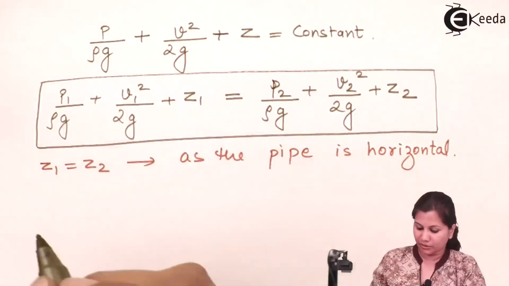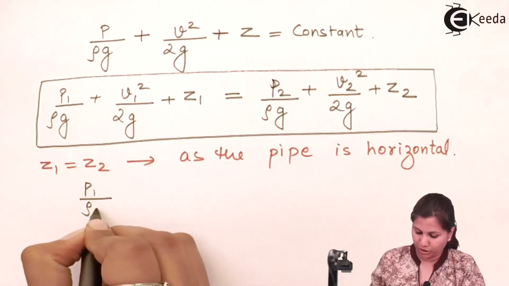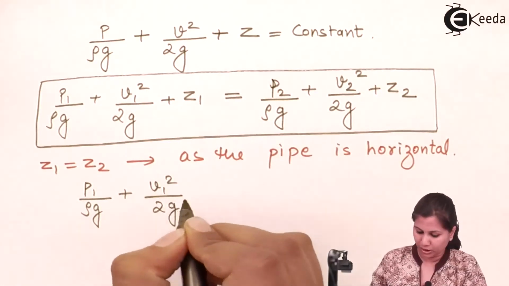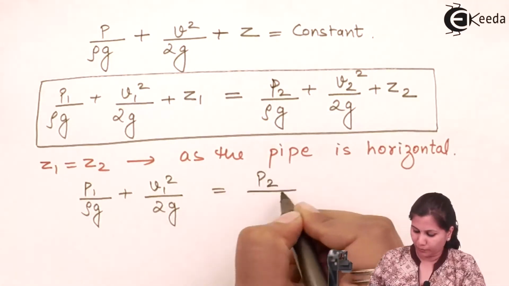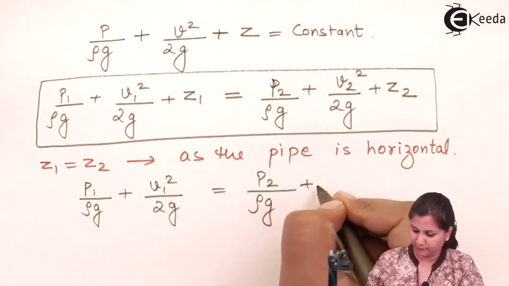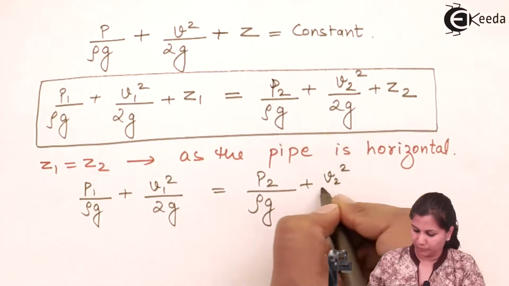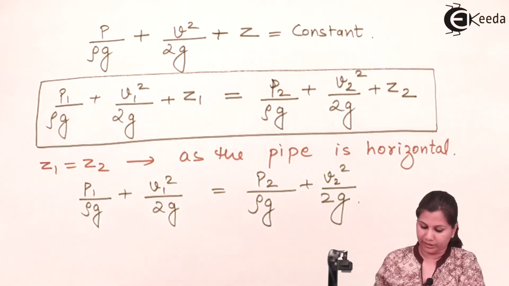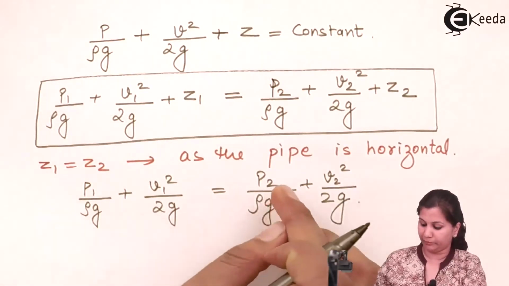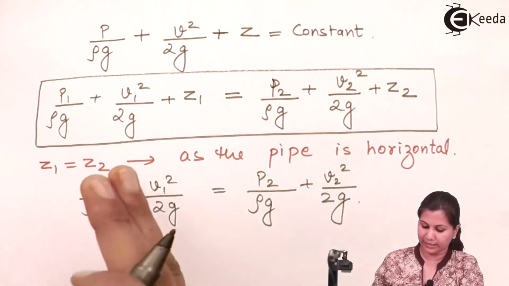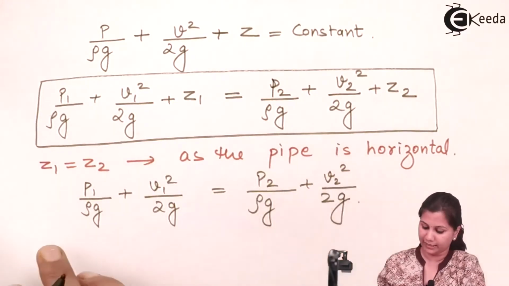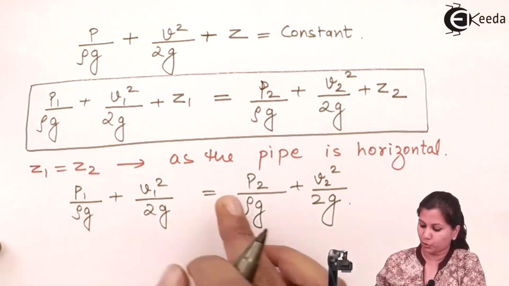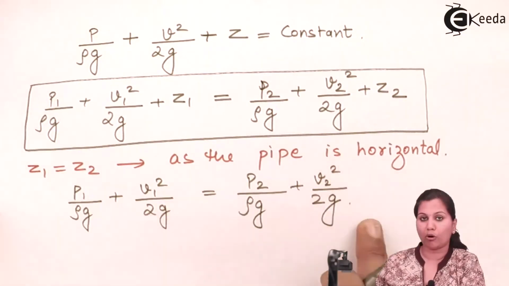So this equation is reduced to P1 upon rho G plus V1 square upon 2G equals P2 upon rho G plus V2 square upon 2G. Now if we take the pressure terms on one side and the velocity terms on the other side, it will be (P1 minus P2) upon rho G equals (V2 square minus V1 square) upon 2G.